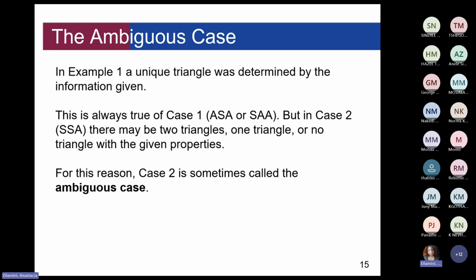But for case 2, we have a side and an angle. There may be 2 triangles, 1 triangle, or no triangle with a given property. So that's why they're saying it's ambiguous. It's an ambiguous case because you don't know whether you're going to get 1 triangle or 2 triangles or even no triangles given the properties that you're given. Does it make sense now? Yes, ma'am. So for this reason, case 2 is sometimes called the ambiguous case. As you say, it's a confusing case. It's a case that is not straightforward. It's a case that is not clear.